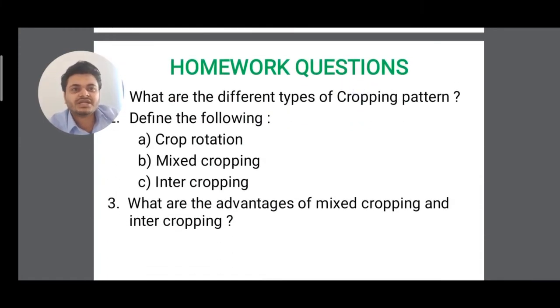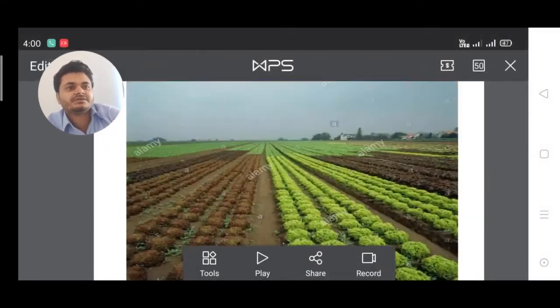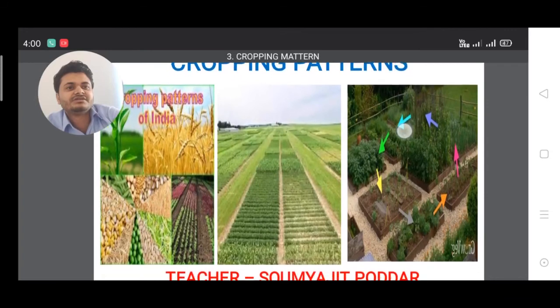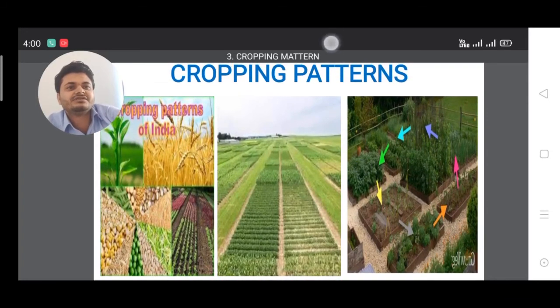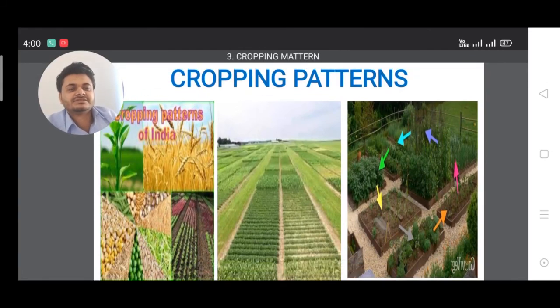What are the different types of cropping patterns? Define the following: mixed cropping, intercropping, and crop rotation. And last, what are the advantages of mixed cropping and intercropping? You'll write this in your fair copy. You have seen the figures, very nicely I have given them. You should study this.